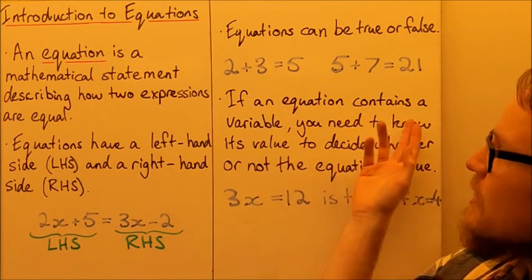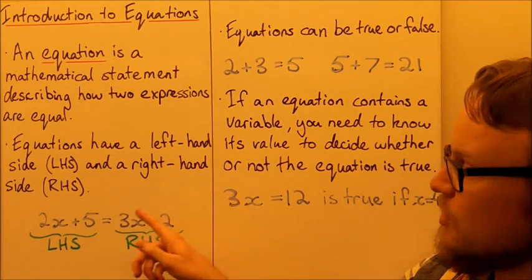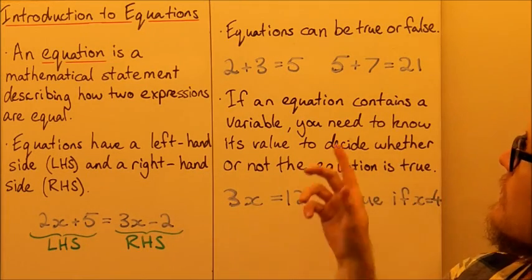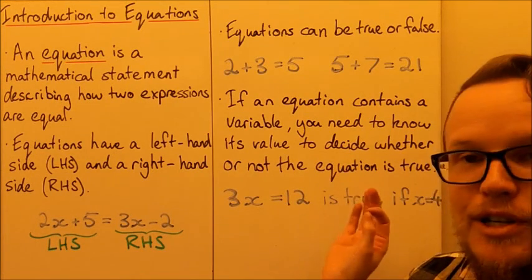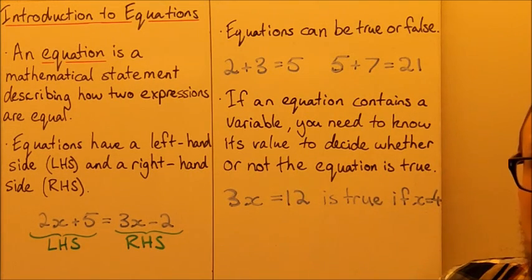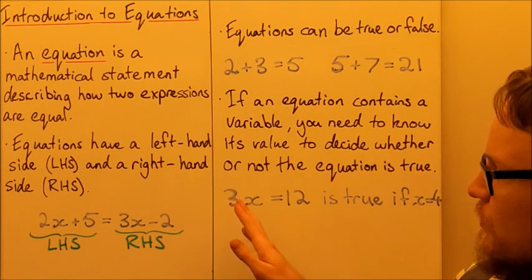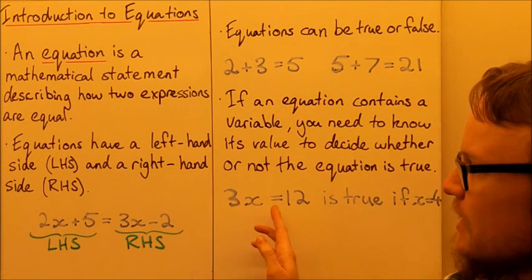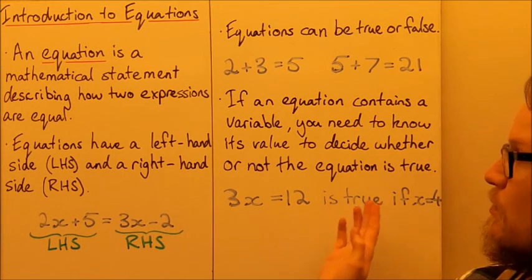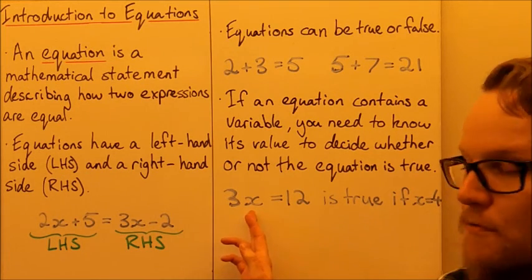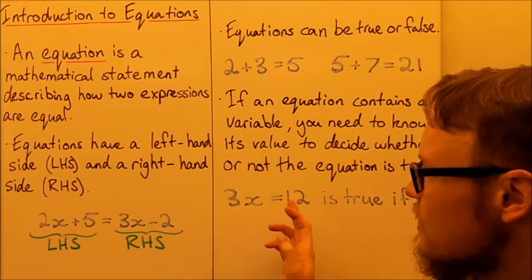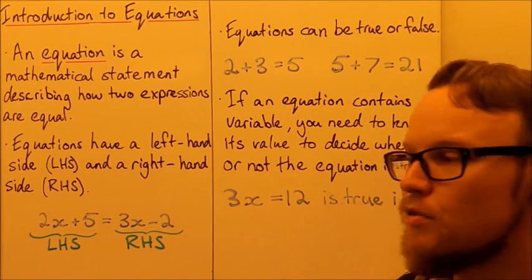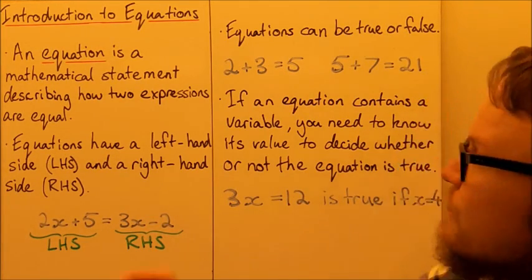If an equation contains a variable, such as x here, you need to know its value before you can decide whether or not the equation is true. So for our little example here, 3x = 12, it will only be true if x is 4, because 3 times 4 on the left-hand side of our equation is the same as 12 on the right-hand side of our equation.